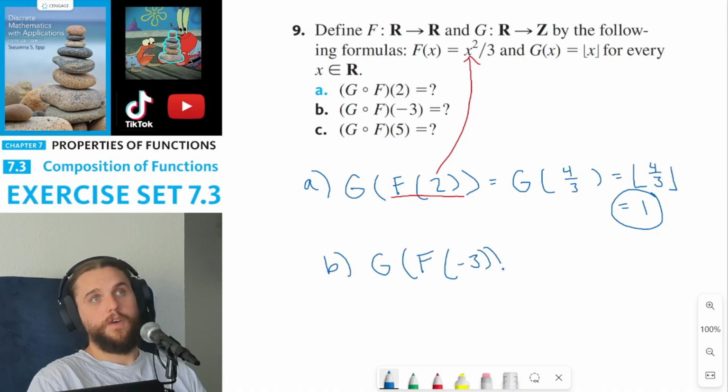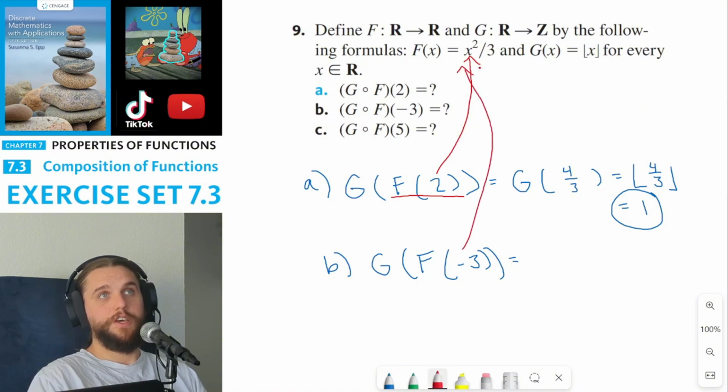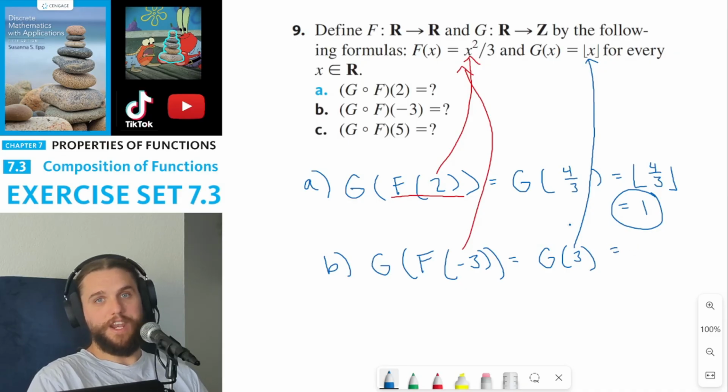For part B, we need to find g of f of -3. Again, we'll plug -3 into f first. So -3 squared is 9, divided by 3 is 3. And if you plug 3 into g, that is just the floor of 3. Now, 3 is already an integer, so you don't need to round down. It's already rounded down, so this is just 3.